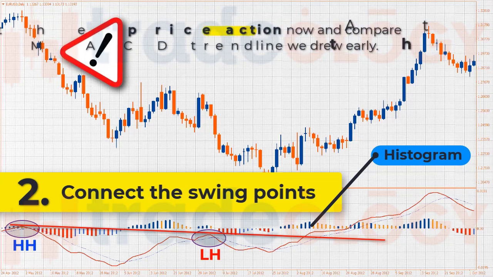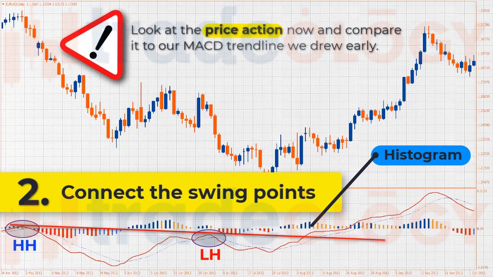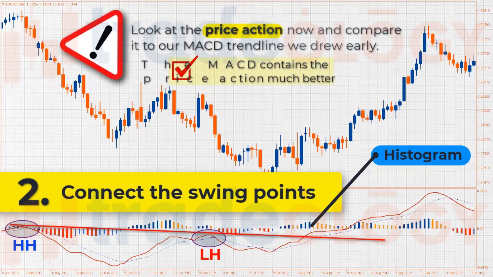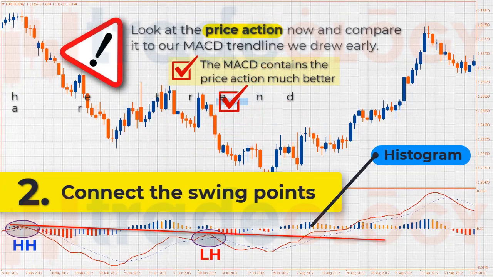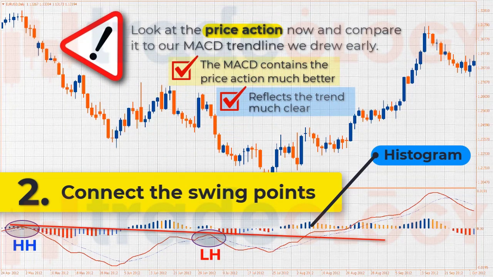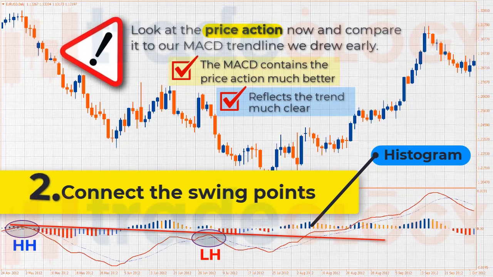Look at the price action now, and compare it to our MACD trend line we drew earlier. We can clearly notice that the MACD contains the price action much better and reflects the trend much clearer. But at this point, we're still not done with the MACD indicator, which brings us to the critical part of our MACD trendline breakout strategy.